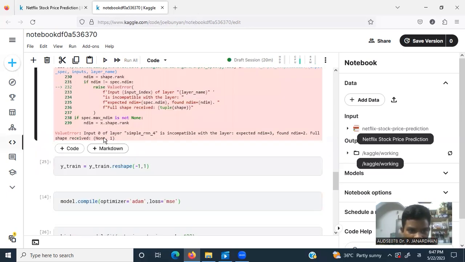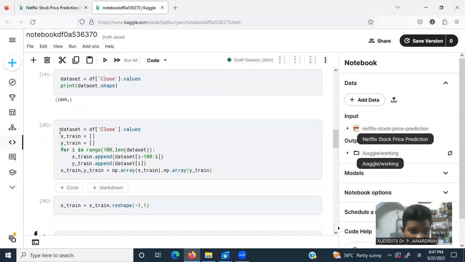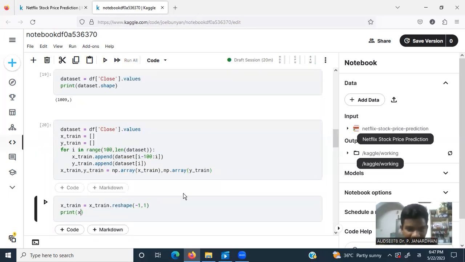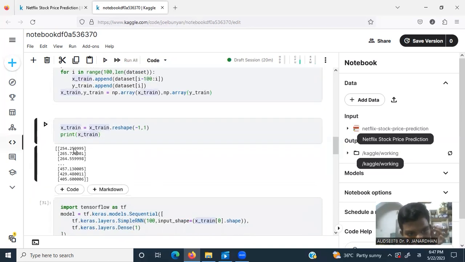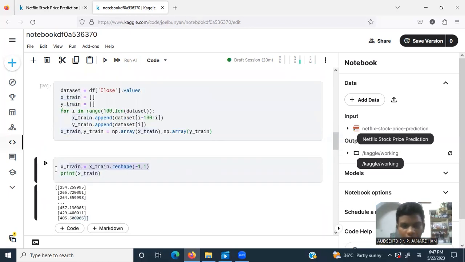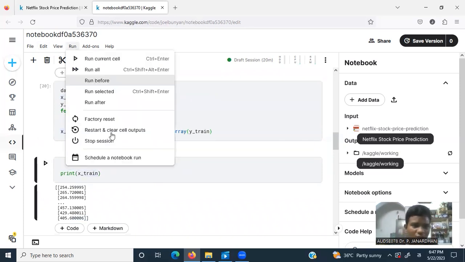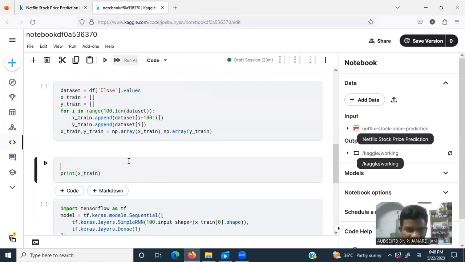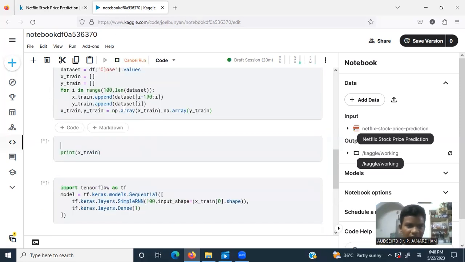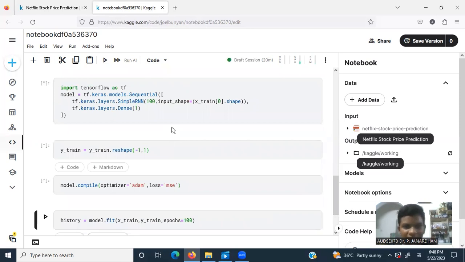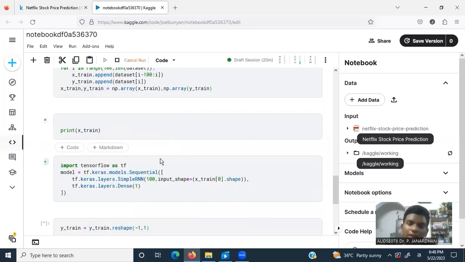None by one. Wait a minute. Let's look at what the value holds. Let's look at x train, what it actually is. I think we made a mistake in this preprocessing step. But we have these values. I don't see what the problem is there. Let's just restart it and run it again, and see if it works. If it doesn't, we should try something else. I think there's a problem with the shapes. We'll have 100 inputs. Okay.